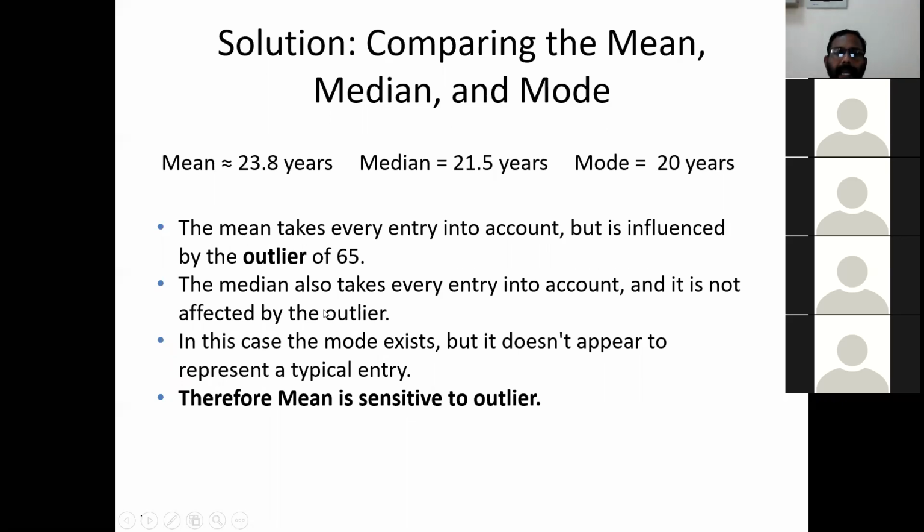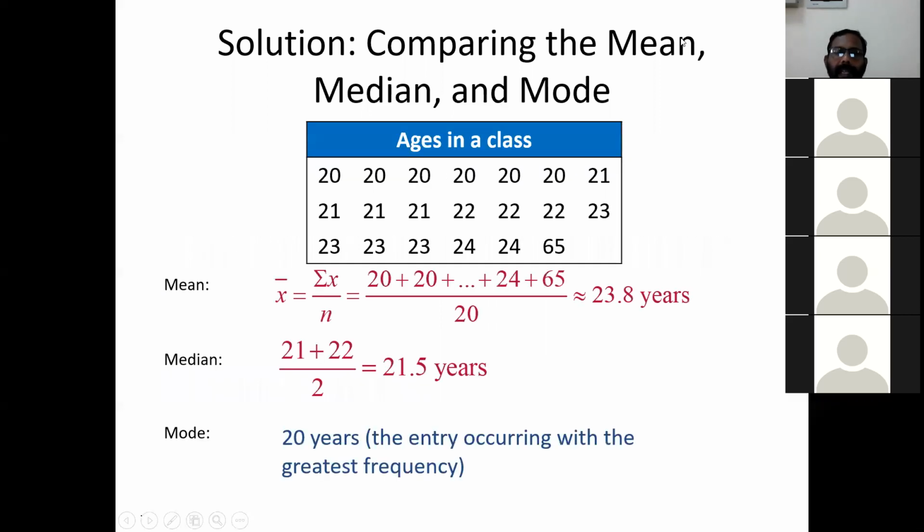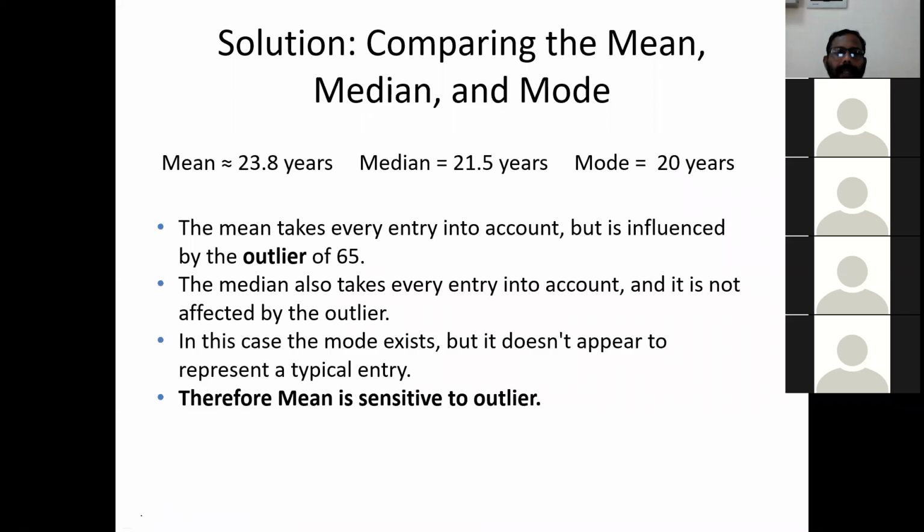In this case, mode exists, but it does not appear to represent a typical entry. The reason is, even though we have a mode, look at all the other values also playing like a mode: 21, 22, 23, because they are occurring more than once. It's like bimodal, three modal, four modal aspects, right? So that is why the mode is also not a good criterion for this example. The ideal is median.